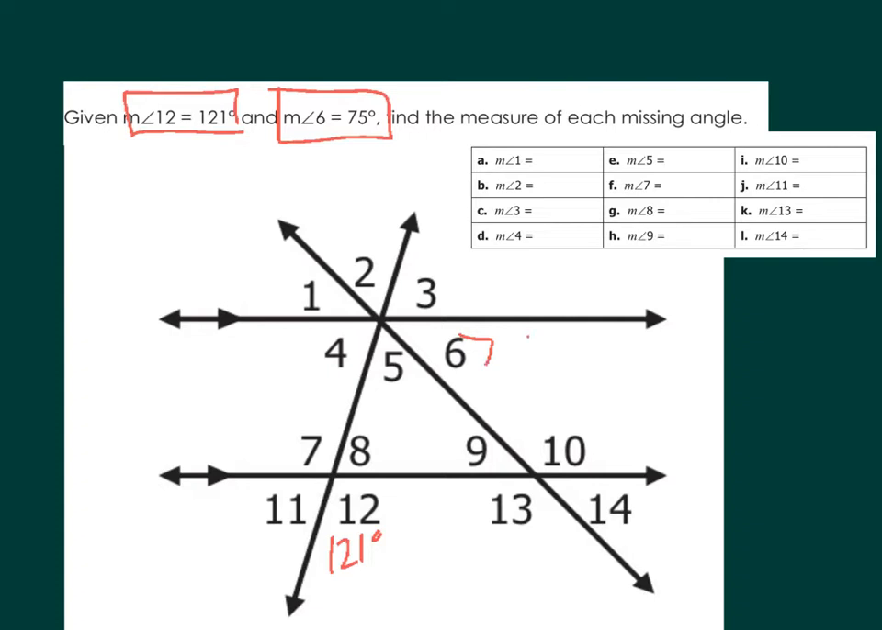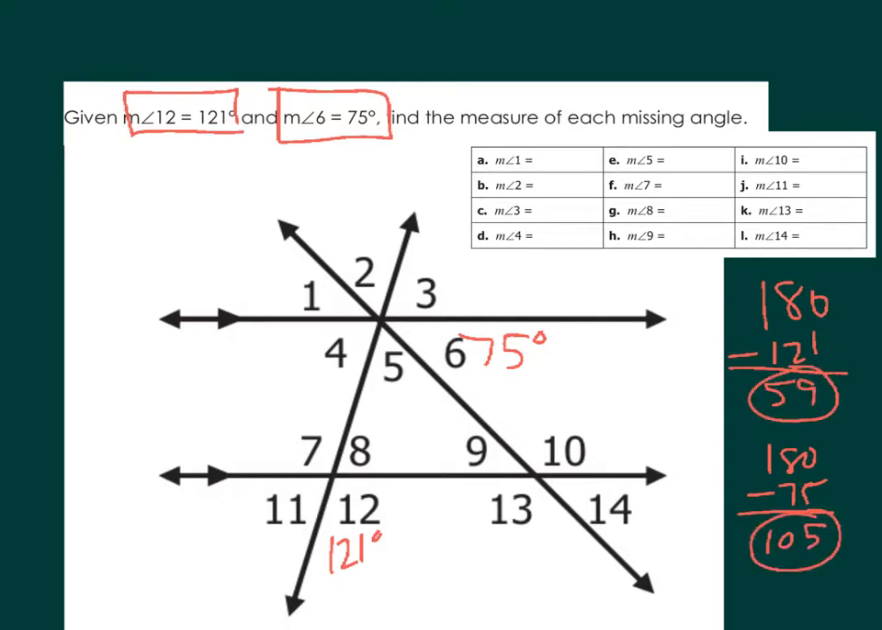and 75 is here. Now off on the side, it might be helpful to understand what 180 minus 121 is, because we're bound to bump into a supplementary angle, and what 180 minus 75 is, because we're bound to bump into supplementary angles there. So go ahead and calculate that. Press pause and do the subtraction.